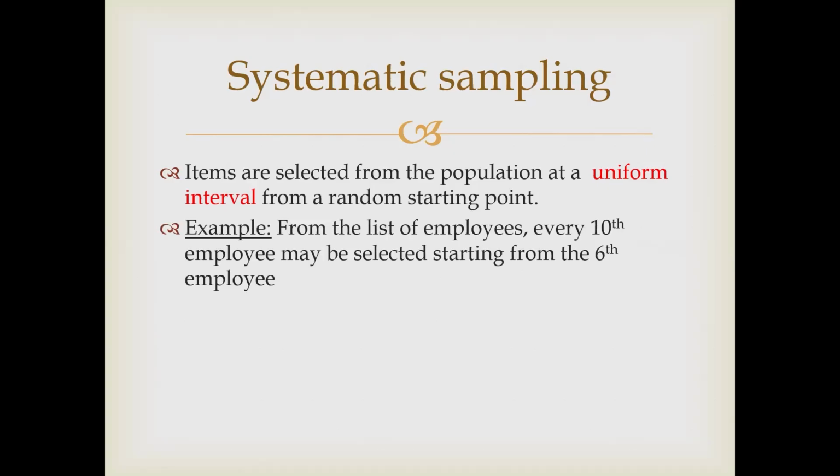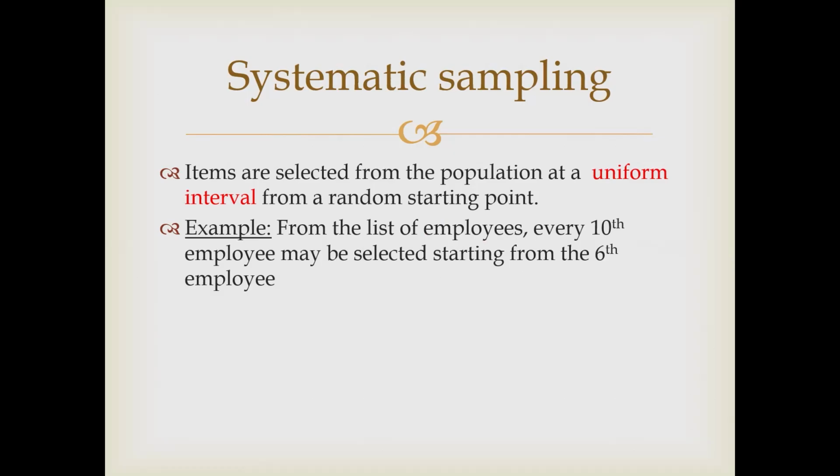Like this. Read the example. From the list of employees, every 10th employee may be selected starting from the 6th employee. Starting point is random. 6th employee in the list is the starting point. That is random. It can be any number. It can be 16. It can be 27th employee. It can be 110th employee. Any employee. That is the starting point.